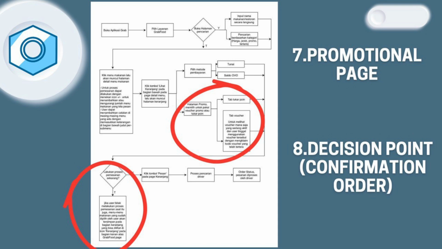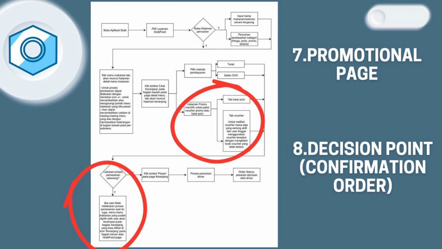Confirm order decision point. At this stage, the system displays a summary of the order for the user to review. The page shows the restaurant name, food item, quantity, delivery fee, applied voucher or discount, and the final total payment amount. At the bottom of the page, the user sees the order now button, also known as the decision point. If the user clicks order, the Grab system immediately starts the order confirmation process.